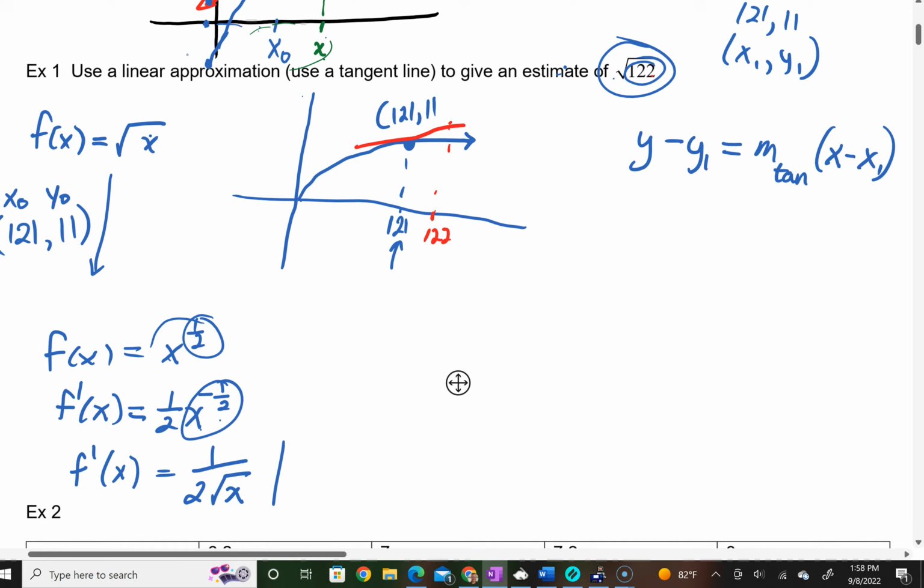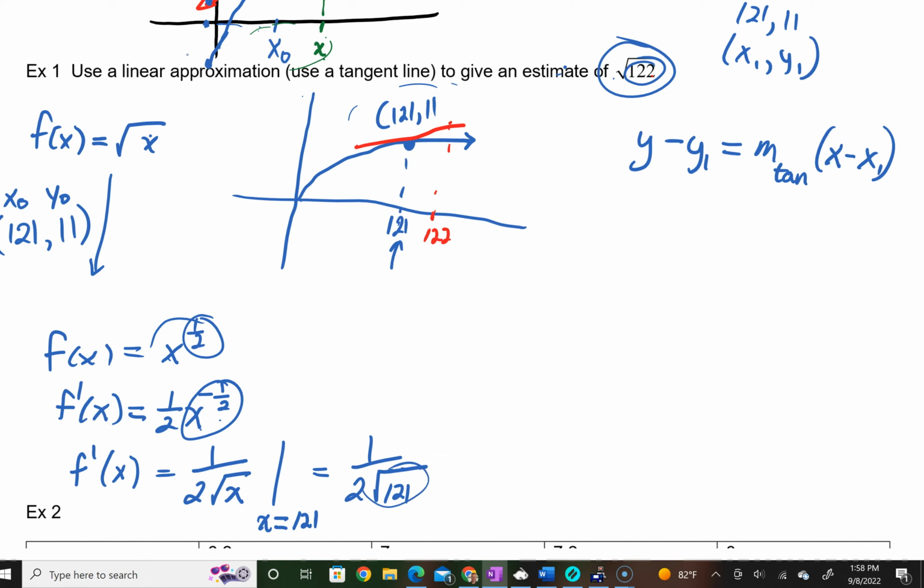I'm going to put a little bar here and say, I want to plug in 121. In other words, I'm going to find out what f prime of 121 is. I want to get my tangent line slope at that point of tangency. So that's going to be 1 over 2 radical 121. The square root of 121 is 11. 11 times 2 is 22, so 1 over 22. And that's going to be your tangent line slope.